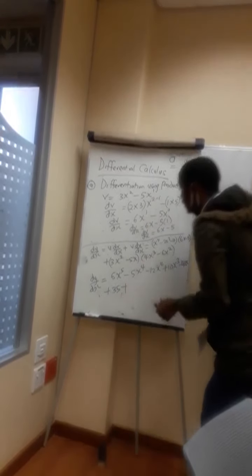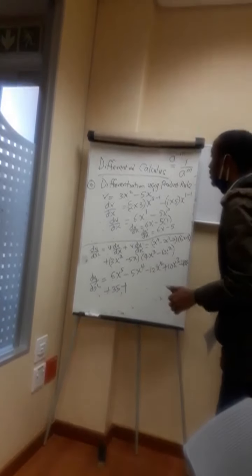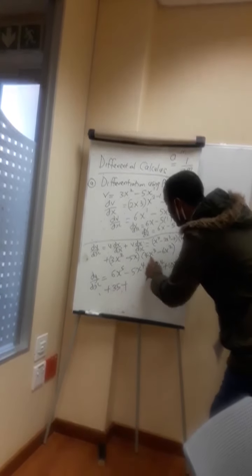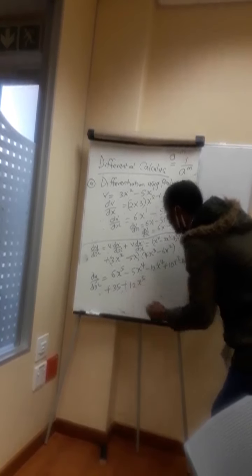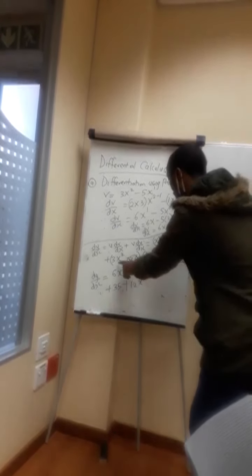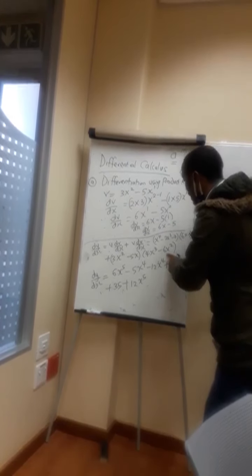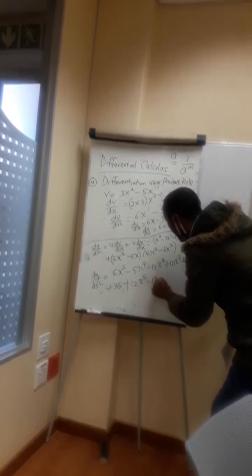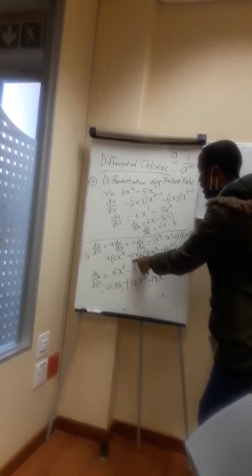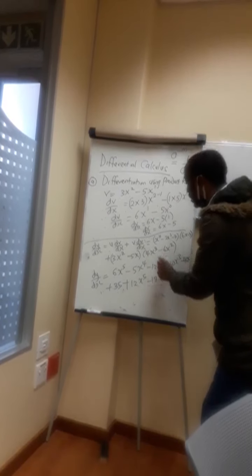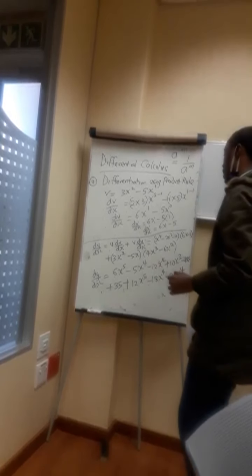That will be plus 3x squared times 4x raised to power 3. That will give you 12x raised to power 5. Then you open this, 3x squared times minus 6x squared. That will give you minus 18x raised to power 4. Then minus 5x times 4x raised to power 3. That will give you minus 20x raised to power 4.